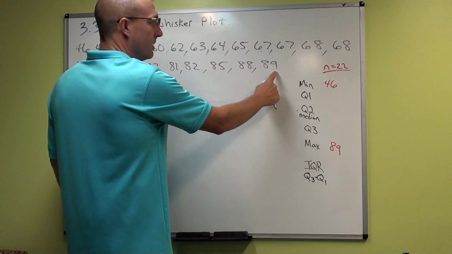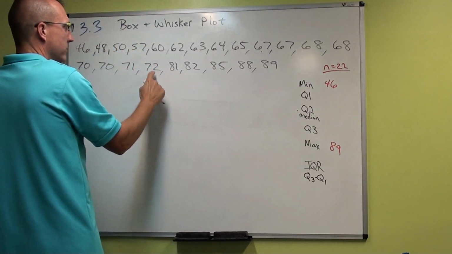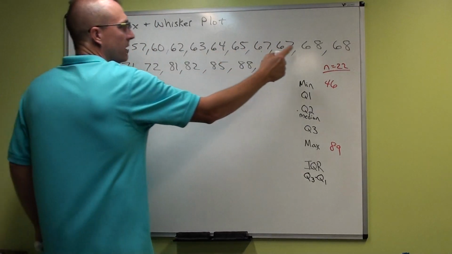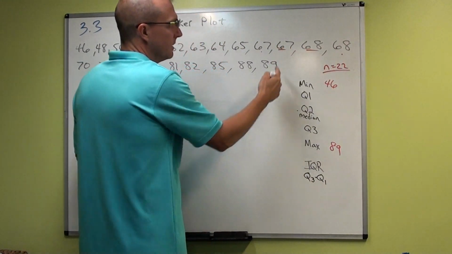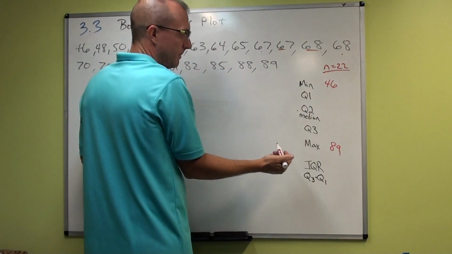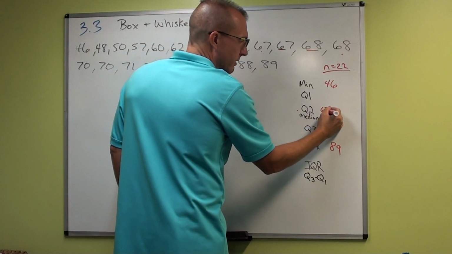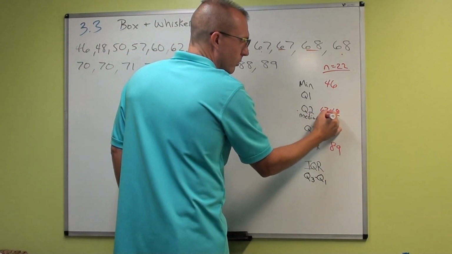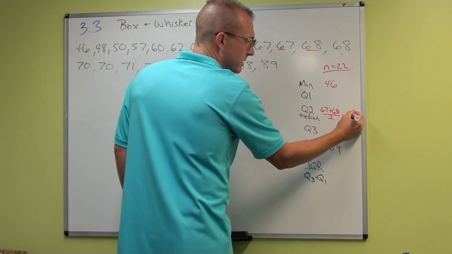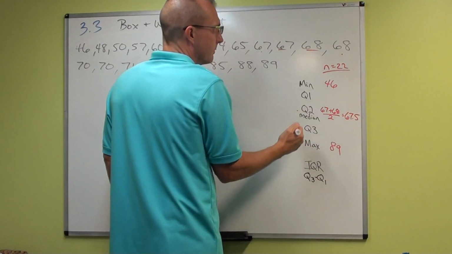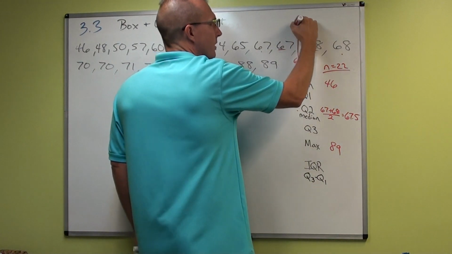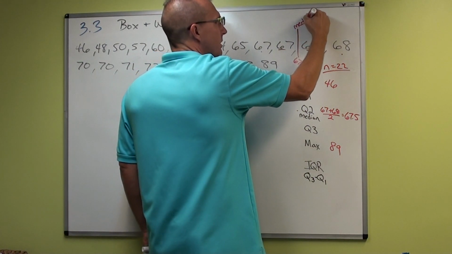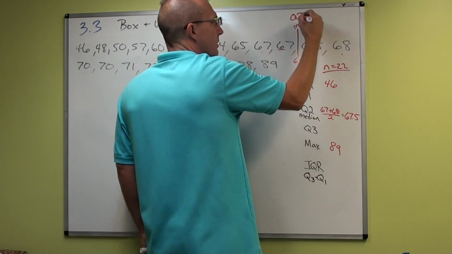Start at the end, count in. 1, 2, 3, 4, 5, 6, 7, 8, 9, 10. That's here. Here are our two numbers for our middle, 67 and 68. So 67 plus 68 over 2 is 67.5. So that cuts it here. 67.5 is our median, or my Q2.